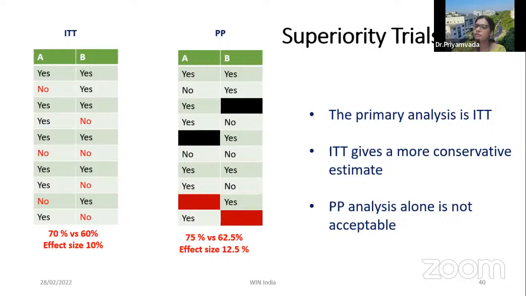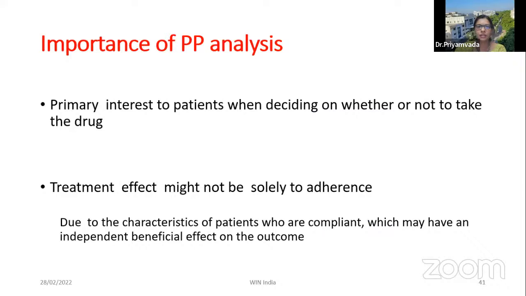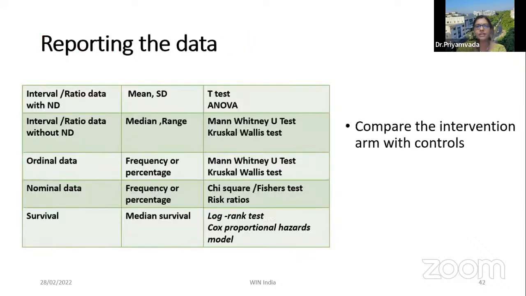And there is something called a modified intention to treat analysis, where patients who are randomized but who were dead or who dropped out even before receiving the first intervention, you can exclude them. But the problem is this is going to introduce a little bit of bias, because every exclusion after randomization will increase the bias. Okay, this is the same thing which I had already discussed.